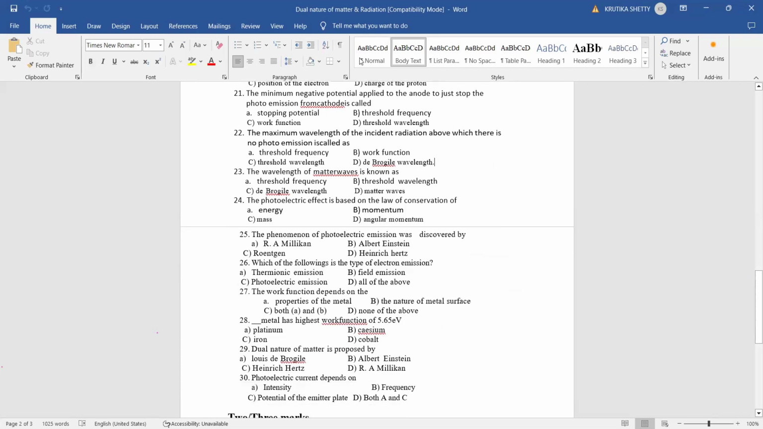For the last question, go for question number 21. The minimum negative potential applied to the anode to stop the photo emission from the cathode is called stopping potential, threshold frequency, work function, threshold wavelength. What is it called? It is called stopping potential. So option A is the right answer.